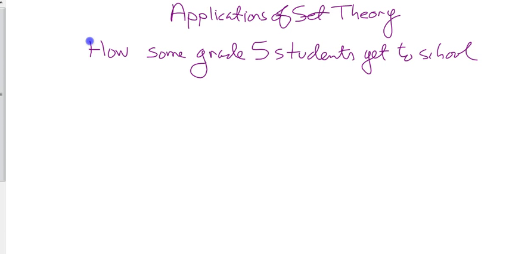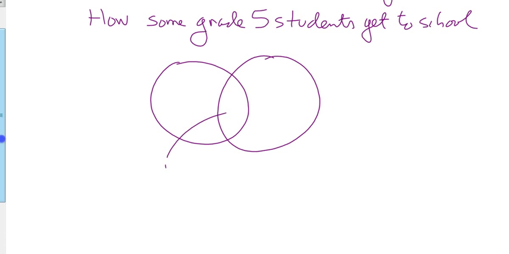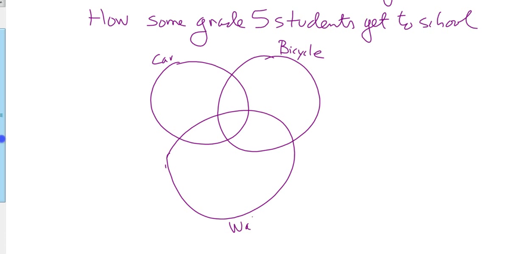So, let me see if I can draw this out nicely. All right, three circles: car, bicycle, and walk. And what I'm going to do is fill this in totally with the numbers, then we're just going to look at interpreting it, right?